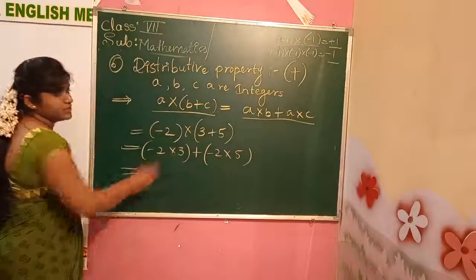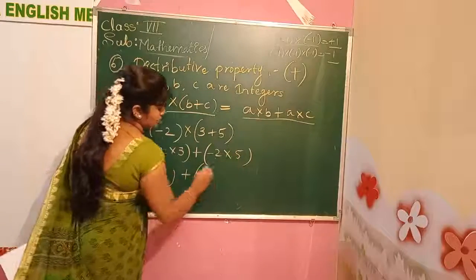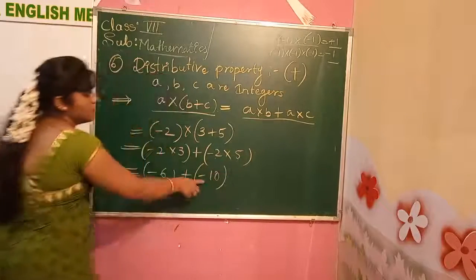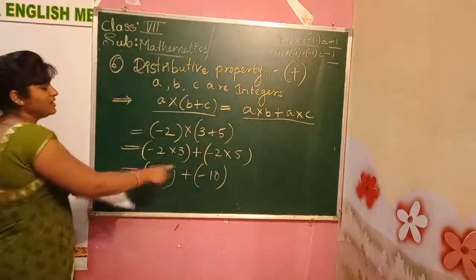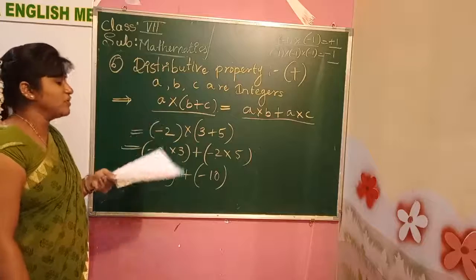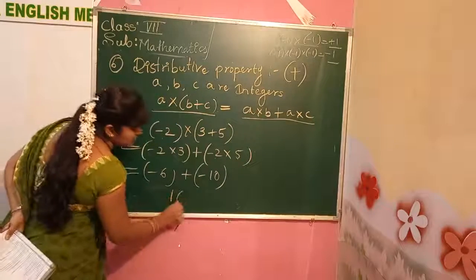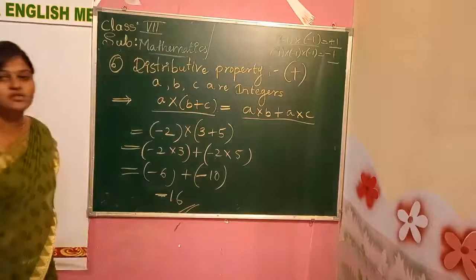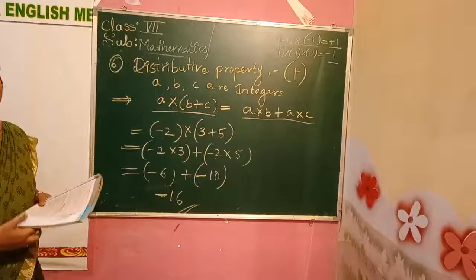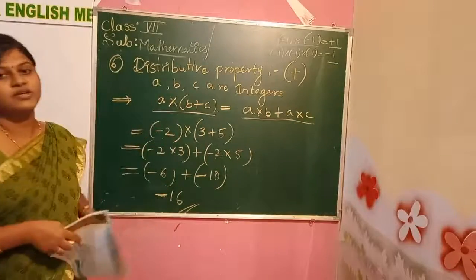2 3s are how much? -6 plus. Minus into minus will be what? Plus. Now add these two numbers. 10 plus 6 will be what, children? 16. But we have to write the sign here, bigger sign. This is called as a distributive property. We are taking the help of addition.